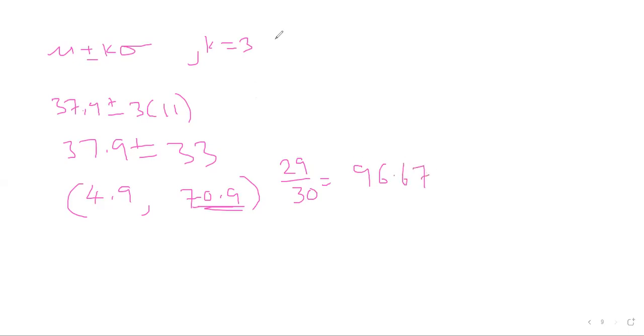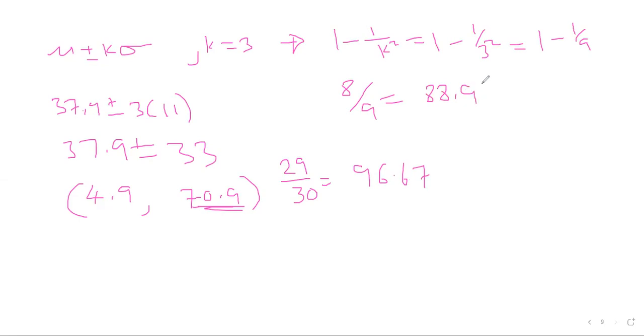So now for 3 standard deviations, what is the minimum according to Chebyshev's rule? We calculate it. So it's 1 minus 1 over 3 squared, 1 minus 1 over 9. So this is 8 over 9. So 8 divided by 9 is 0.889. So this means we needed a minimum of 88.9%, but we found 96.67%. So it is true, it's within range. Okay.